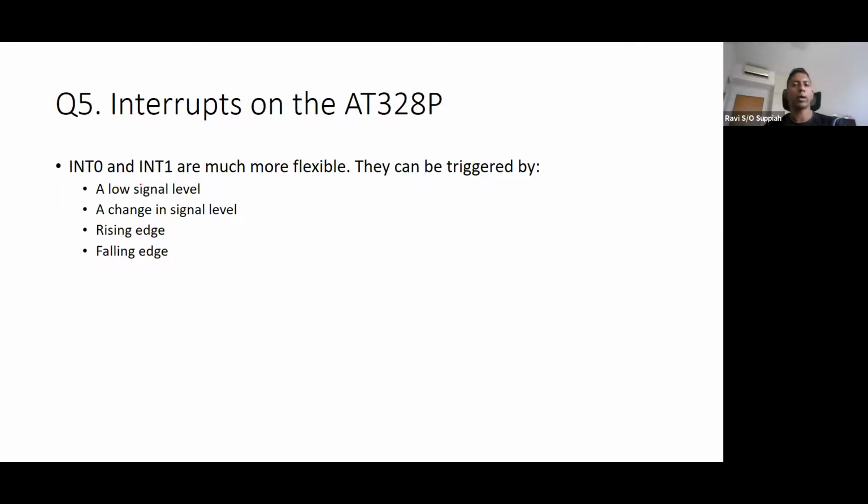Interrupt 0 and interrupt 1 are very flexible, and they can be triggered by a variety of trigger signals. You can have a low signal, or a change in the signal level, meaning as long as you change from low to high or high to low, or you can have a rising edge or a falling edge. Most of the time when we connect to switches, we prefer to use the edge as a trigger point, so that it's easy to know that this particular event has happened.